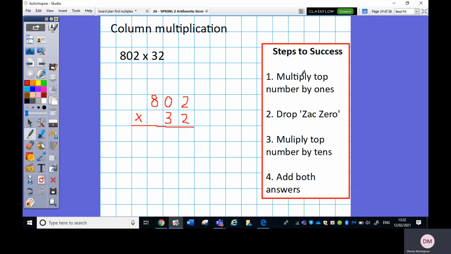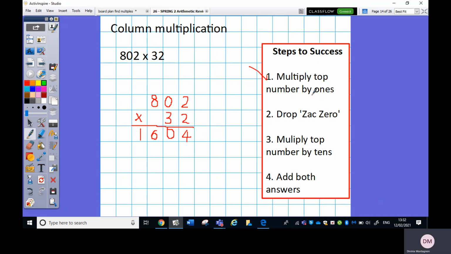So step number 1, multiply top numbers by ones. So here is my ones. 2 times 2 equals 4. Good. 2 times 0 equals 0. And 2 times 8 equals 16. Great. Now I noticed last time we did that many people forgot to now multiply the tens.